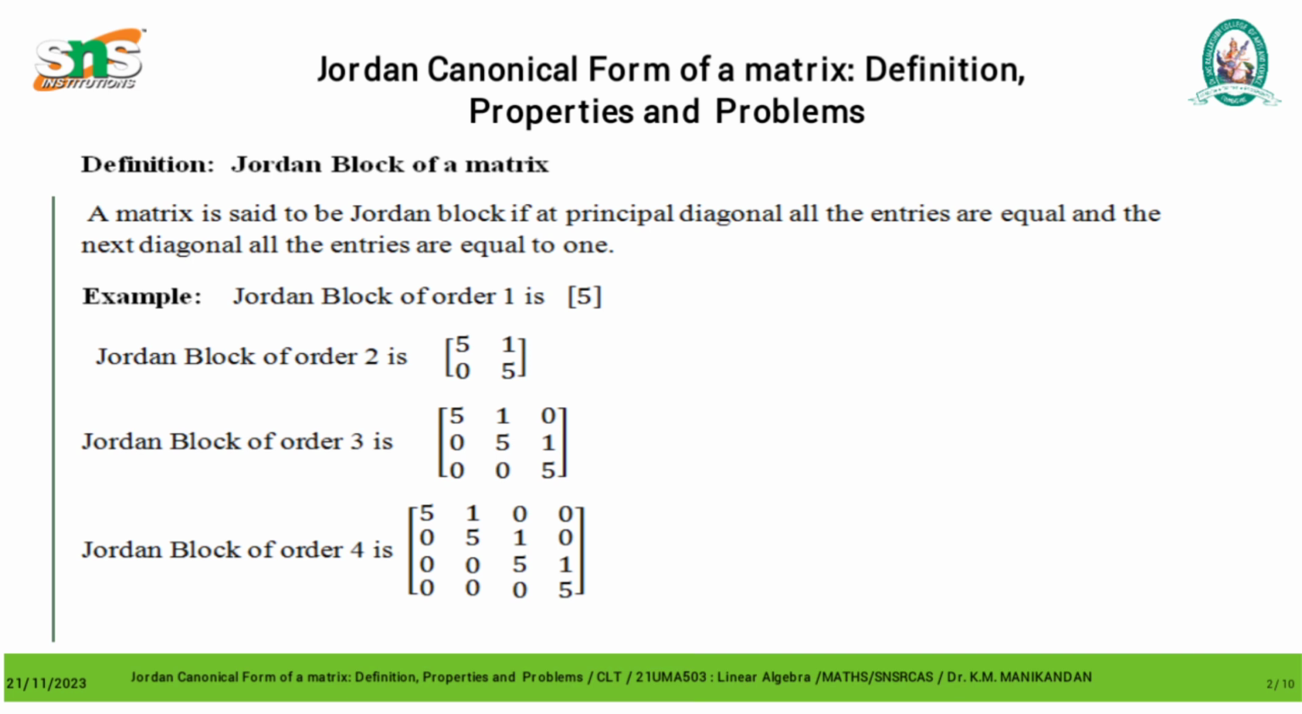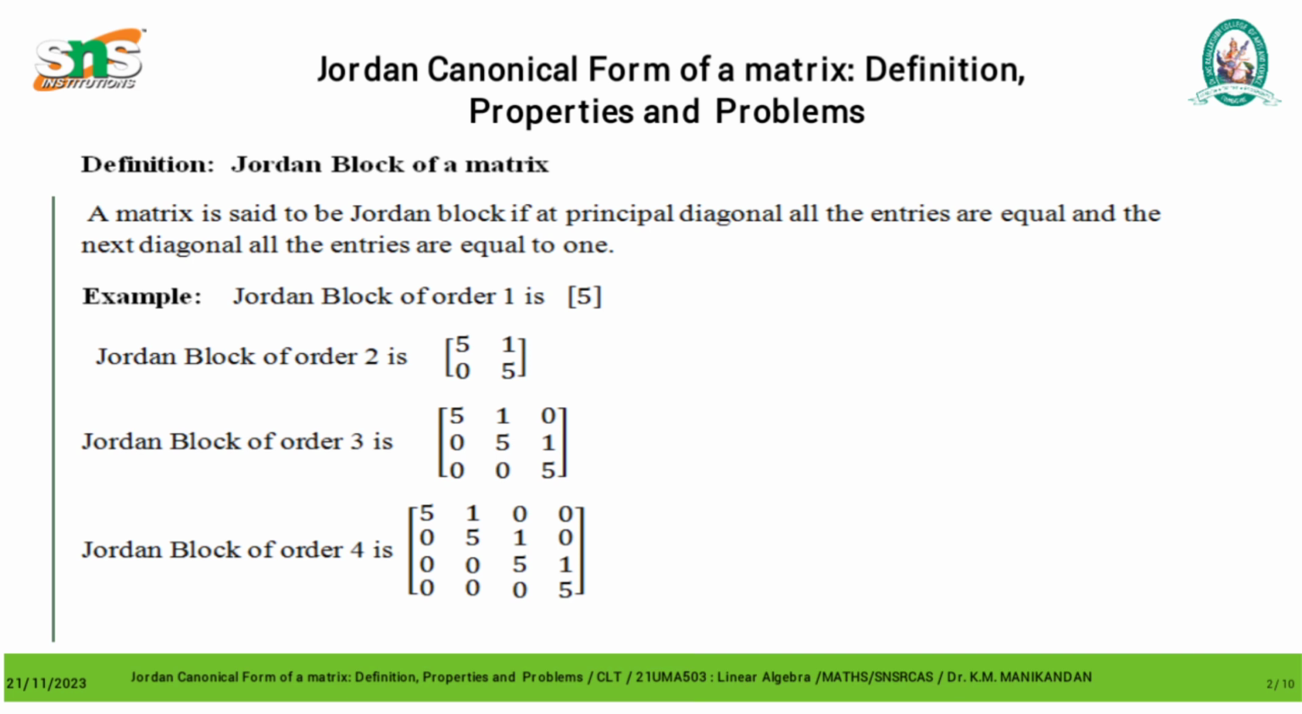Now, we are going to see the first Jordan block, of order 1. Order 1 means a matrix having only one row and one column. Here, 5 is the only diagonal element. Instead of 5, any number can come. So, this is the Jordan block of order 1. Next, we see the Jordan block of order 2. In the matrix, all the diagonal entries are equal to 5 and the above diagonal elements are equal to 1. So [5 1; 0 5] is the Jordan block of order 2.